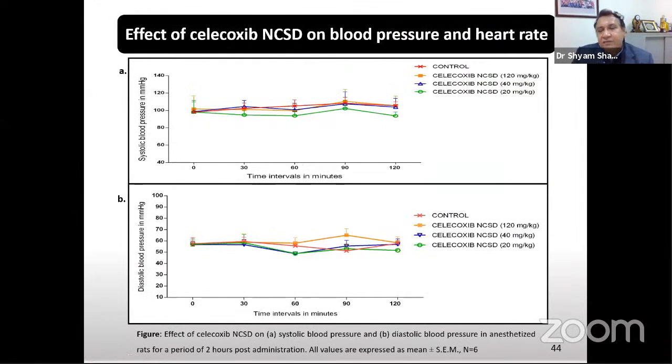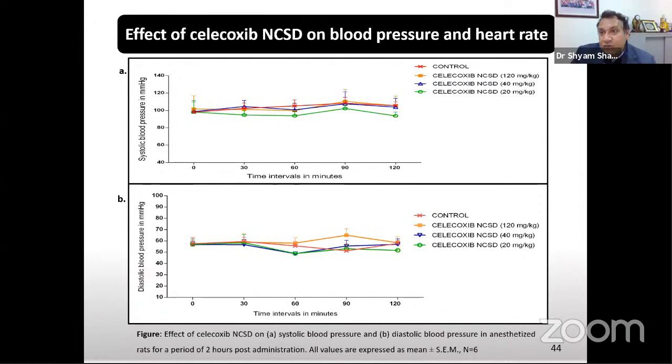In this study, we used various formulations: nanocrystalline and solid dispersion formulations. These formulations were prepared by one of the experts in our institute, Dr. Arvind Bansal. He is an expert in pharmaceutical formulation development, and his labs synthesized these formulations.